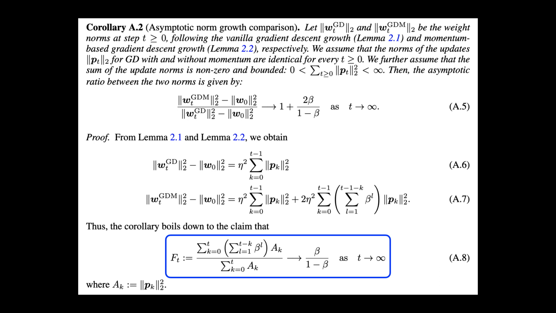Here, we show the proof. From Lemma 2.1 and 2.2, we obtain A6 and A7. Then, we can see that the corollary turns into a simple form, A8. The spoiler is that the right-hand side of A8 is the upper bound of the geometric sum of beta, starting with beta, and a_k, the norm of the gradient, is diminishing as t goes to infinity.